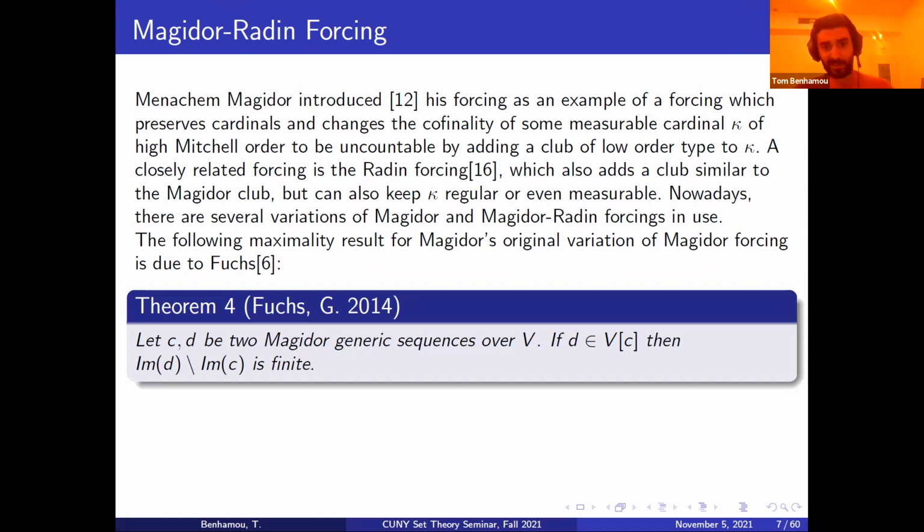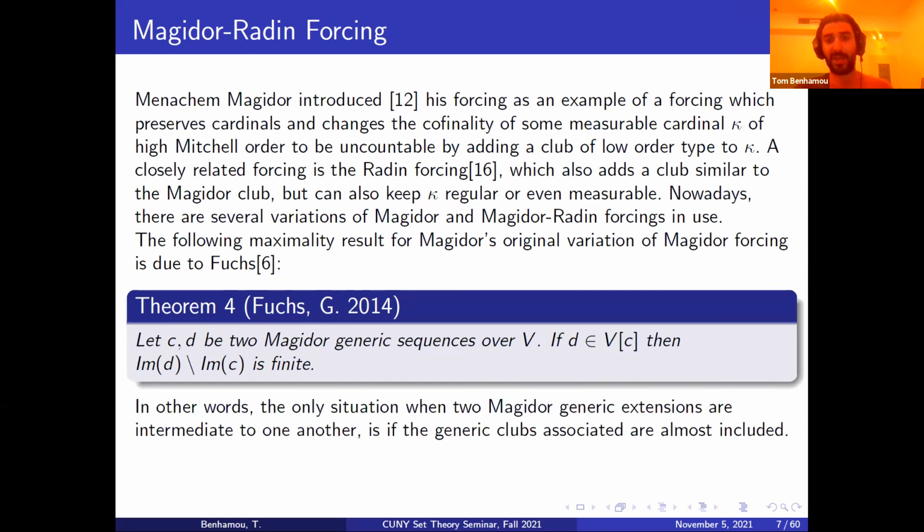Okay, how does this relate to intermediate models? It relates in the following sense. Two Magidor generic extensions can be intermediate to one another only when one generic club is almost included in the other generic club. This is what this theorem says.